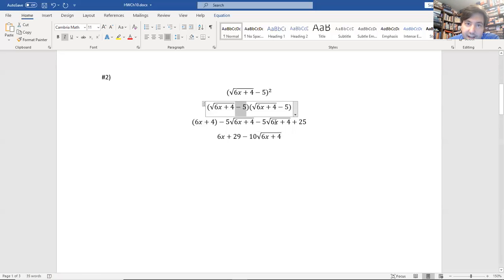For the inside, for FOIL, here's a -5, and we're multiplying that with a root 6x plus 4. So you've got another one of these, -5 root 6x plus 4. Then when we do the 2 terms that are last, here's a -5 times a -5, which is +25. You've got a 6x, we'll bring that on down. Here's a 4 and a 25. If you add those up, that's a grand total of 29.